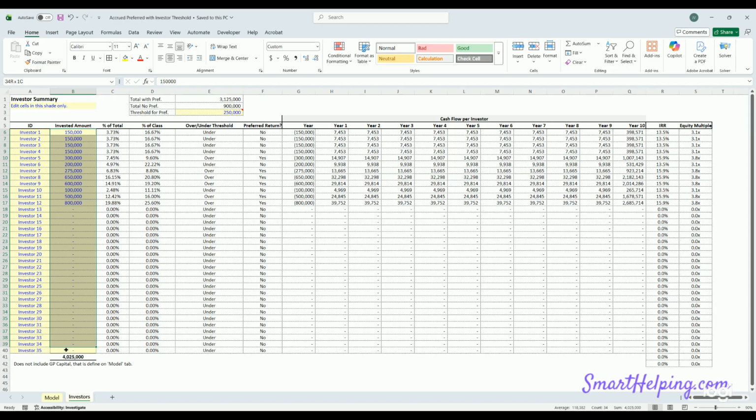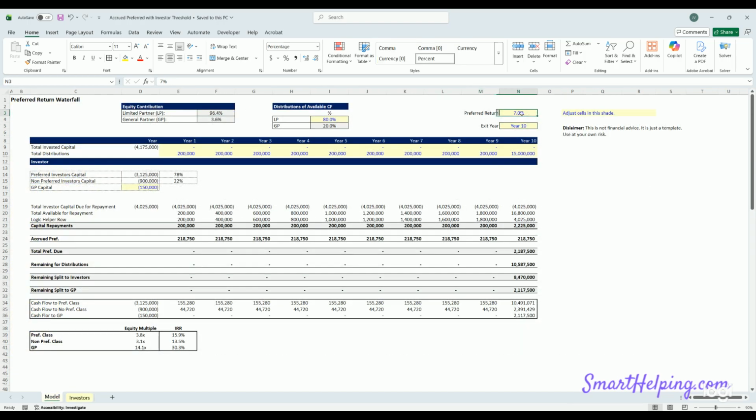You put their investment amount, and then here's your threshold. So that means any investor that invests at least 250,000 is going to get part of this preferred return here of 7%. It's not paid right away. And I'll talk about the general structure of this waterfall and how it's working in a second. But that's the pref. It's accrued and paid at whatever the exit is.